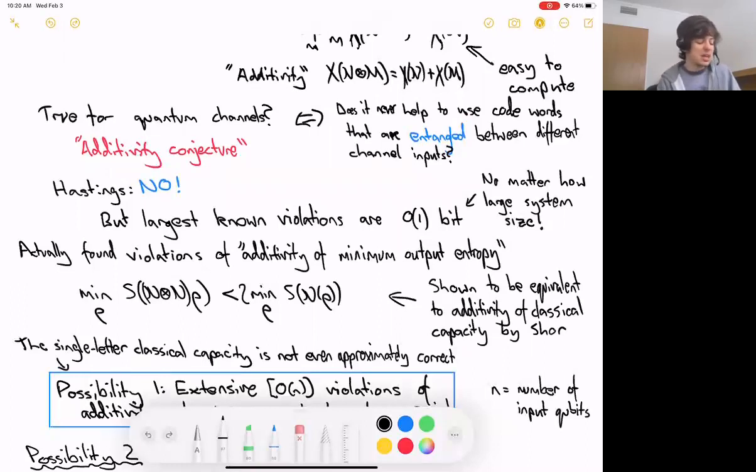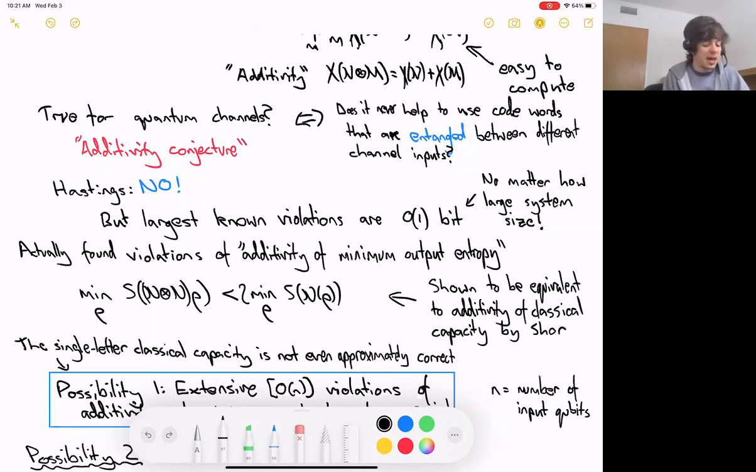So the minimum output entropy of a channel is just defined as the minimum over all states rho of the von Neumann entropy of the output state N of rho. Okay, so for the identity channel, for example, this would just be 0 because I can put in a pure state and then the output will be pure and we'll have entropy 0. But for some noisy channel, maybe no matter what state I put in, it has some non-zero amount of entropy at the output. Okay, it's a non-zero minimum output entropy.